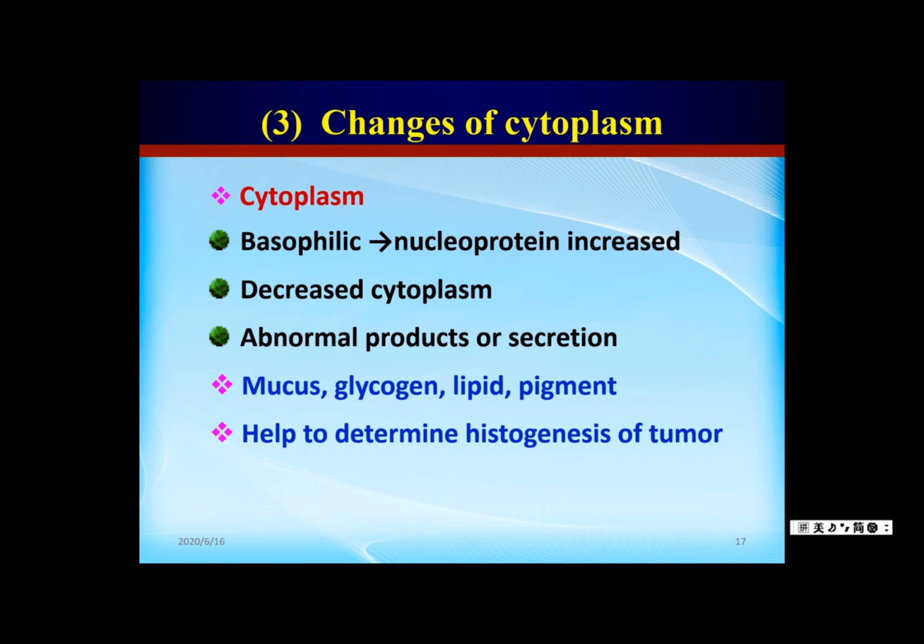The third aspect for cytological atypia is changes of cytoplasm. The cytoplasm becomes basophilic, so the staining for the cytoplasm is purple, and the cytoplasm is decreased. Sometimes we can find abnormal products or secretion, for example, mucus, glycogen, lipid, pigment. These abnormal products or secretion can help to determine histogenesis of the tumor.